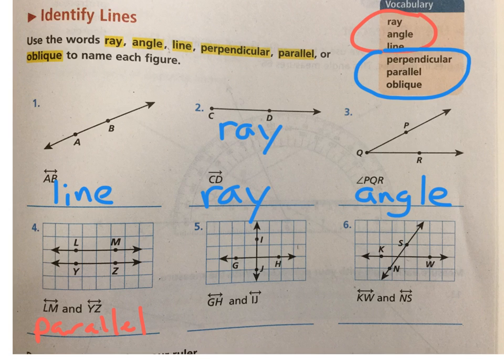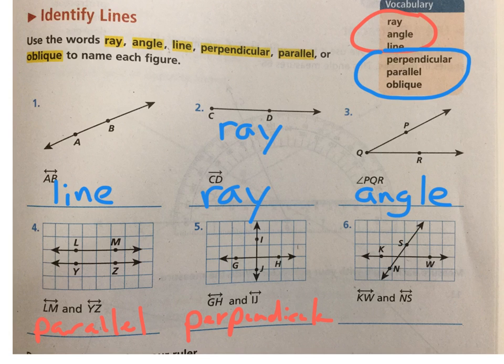Number 5, we have line GH going left to right. We have line IJ going straight up and down. They cross, and where they meet creates a 90-degree angle. When 2 lines meet and make a 90-degree angle, they are perpendicular. Now, this should all be reviewed from last year. You should remember what a line is, a ray is, and an angle. If not, you just had a good quick reminder. And we know parallel lines and perpendicular lines.